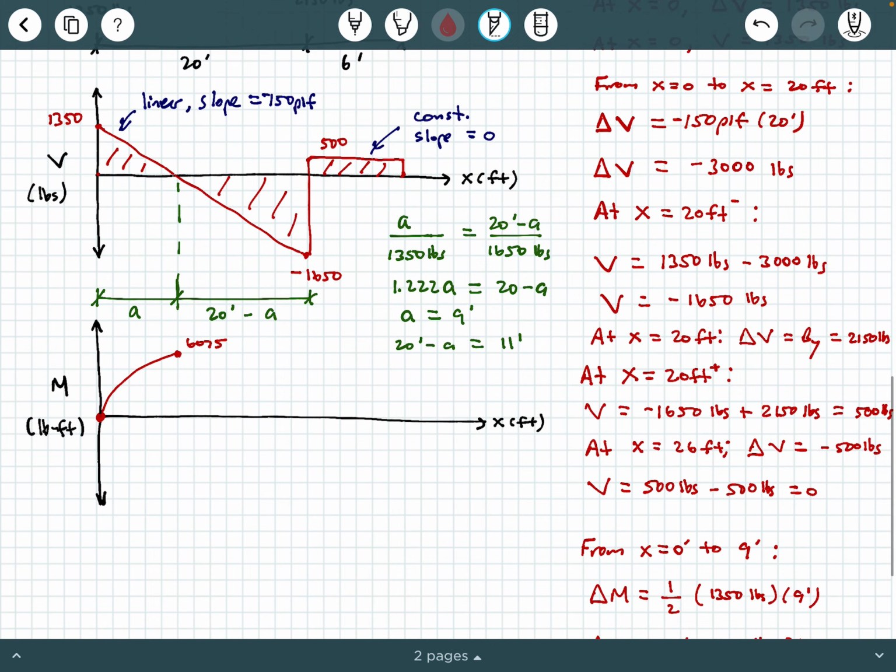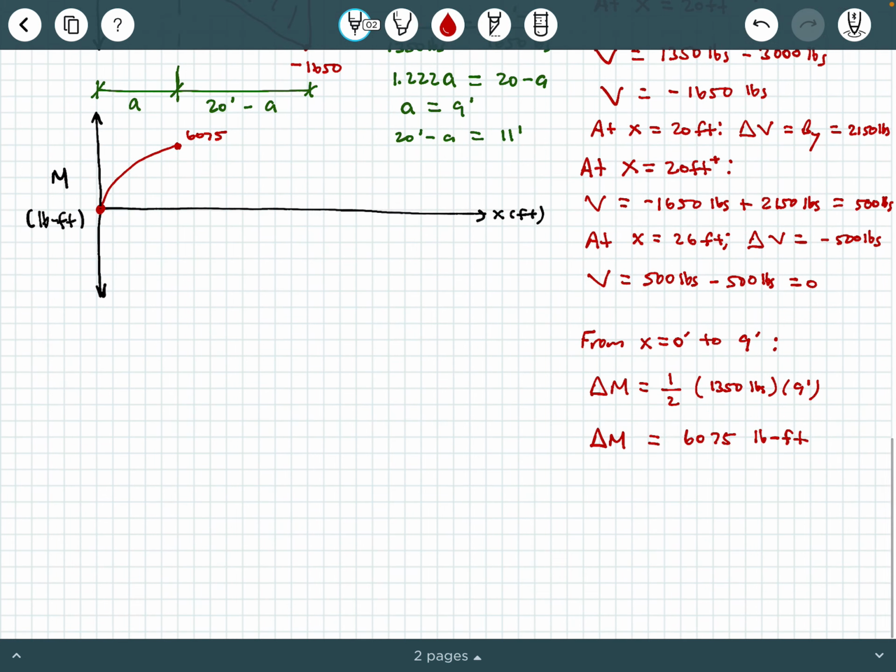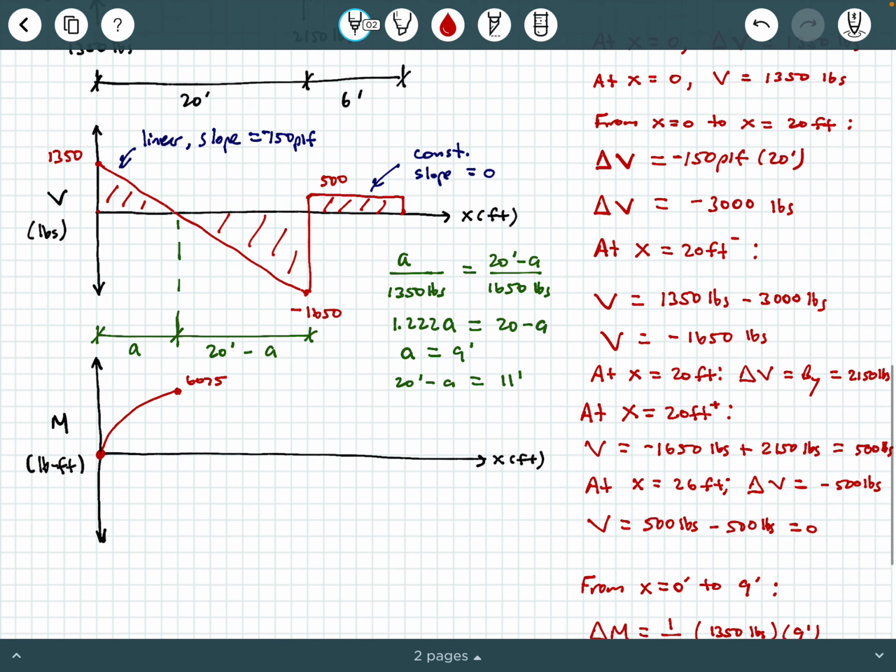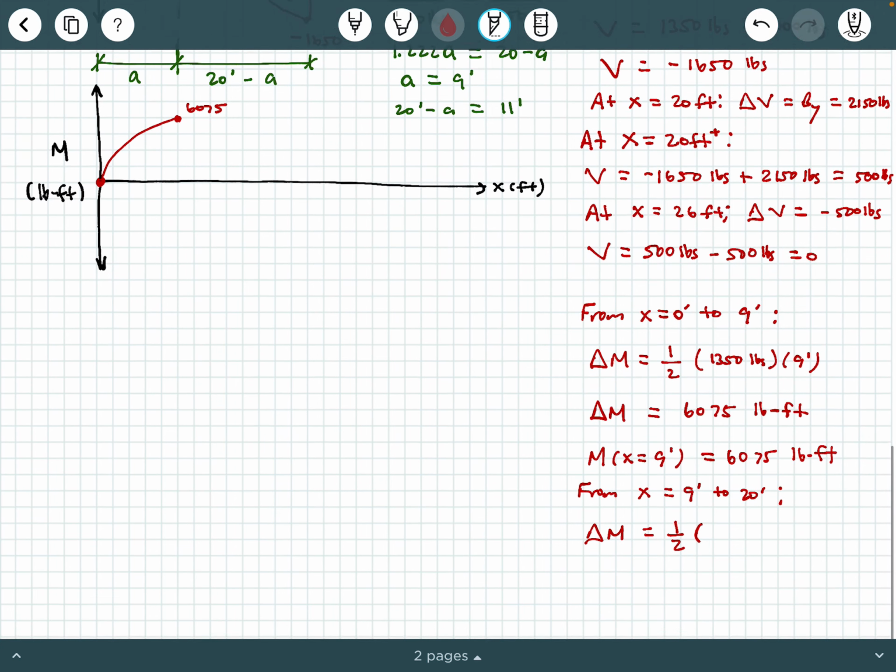Now, what about on the next part of the domain? Well, we need to find this area here. This is another triangular area, except it's negative now, all right? So next thing I'm going to say, well, first I'm going to say the moment at x equals 9 feet is the 6,075 pound-feet, because I started from 0, all right? Now I'm going to say from x equals 9 feet to 20 feet, the change in moment is going to be 1/2 times what? Well, times the negative 1,650, and then times this distance, which we figured out was 11 feet a few minutes ago.